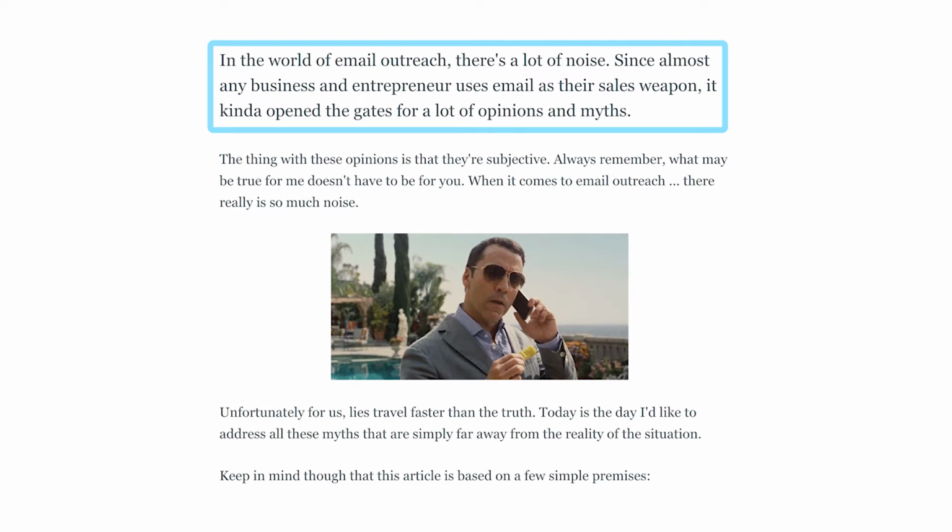Number 2, do not believe the typical email myths. In the world of email outreach, there's a lot of noise. Since almost any business and entrepreneur uses email as their sales weapon, it kind of opened the gates for a lot of opinions and myths. Today, I'd like to tell you about the most dangerous ones. So, avoid images at all costs. Keep your subject line and copy short. Send emails at a specific time and date. These are all myths that are fueled by personal opinions.